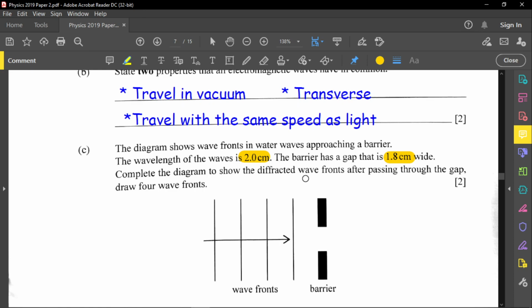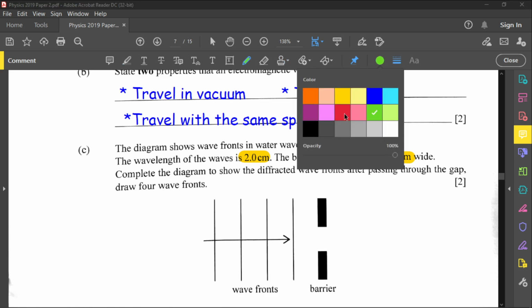So first thing I want to tell you now, right? If the gap is smaller than the wavelength, then what will happen here is that they will bend a lot. There's a lot of bending taking place. If the gap is wider than the wavelength, then you have less bending. I can't say little to no, but less bending, because some bending will take place once you have a gap.